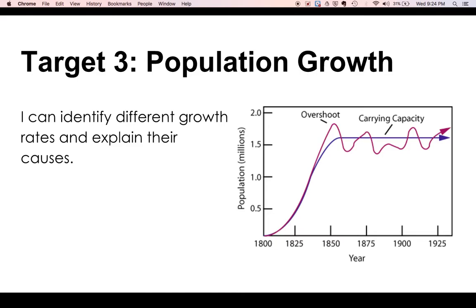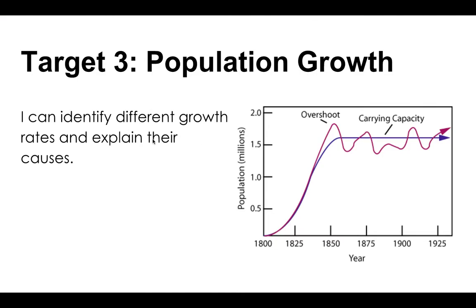Hey everyone, it's Mr. Wolfe here, and I'm going to be going over Target 3 of our ecology unit. This is going to be on population growth. Specifically, it's about identifying different types of population growth and then also explaining why we would see these different types of population growths. So, let's begin. The first type of growth we're going to talk about is called exponential growth.